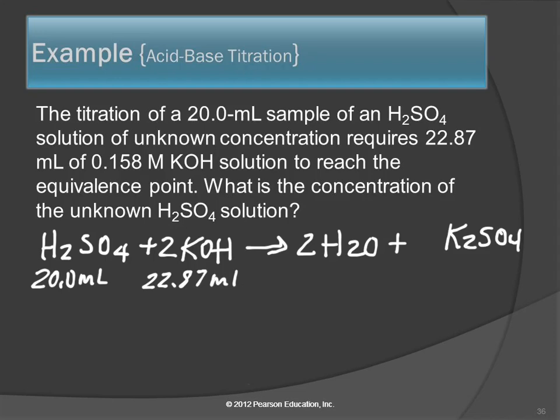22.87 milliliters. And here's a concentration, 0.158. What's the capital M mean? Molarity, moles per liter. So we're going to write it down that way. 0.158 moles per liter.